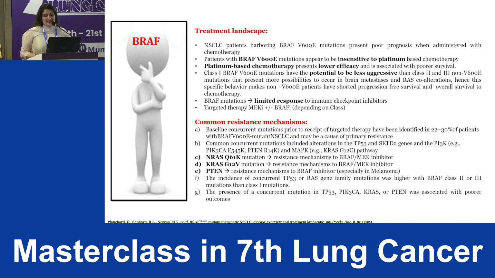So the treatment landscape, we've understood the different types of BRAF mutations. We know their different classes. We know the resistance mechanisms. So while we know BRAF V600E is the most common, these have a poor prognosis, and surprisingly, they're very insensitive to your platinum-based chemotherapy. The class 1 mutations tend to be less aggressive versus class 2, class 3. We do see in the class 2, class 3 brain metastases being one of the phenotypes that we see in this particular cohort.